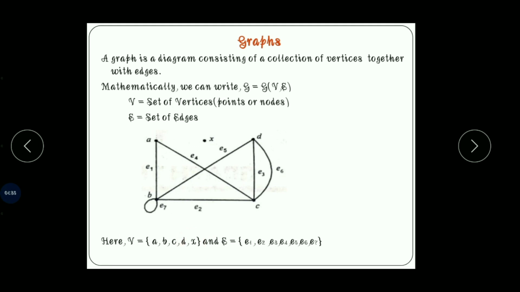And there are lines which are joining these vertices. A is being joined to B with an edge E1. B is being joined to C with an edge E2. B is being joined with D with an edge E5. So these all are edges. The set of edges is denoted by E: E1, E2, E3, E4, E5, E6, and E7. This is a loop. These all are edges. The set of edges is E and the set of vertices is V, and this is a graph. Mathematically we write a graph as G equal to (V, E). And what is a graph? A graph is just a collection of vertices and edges.